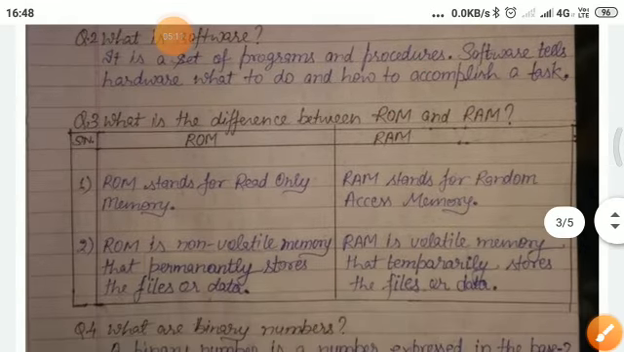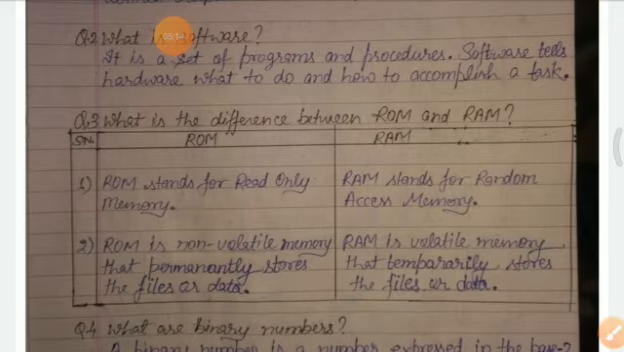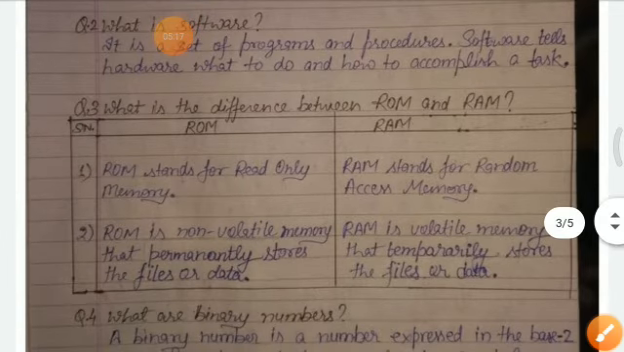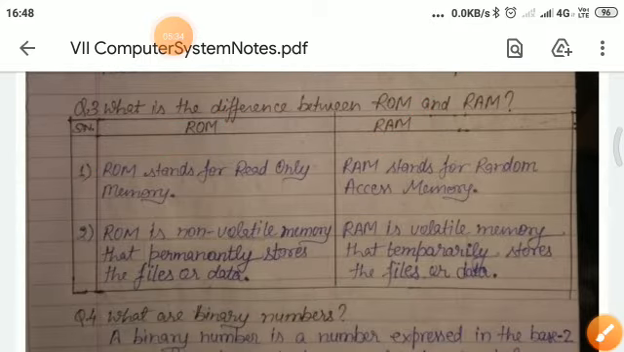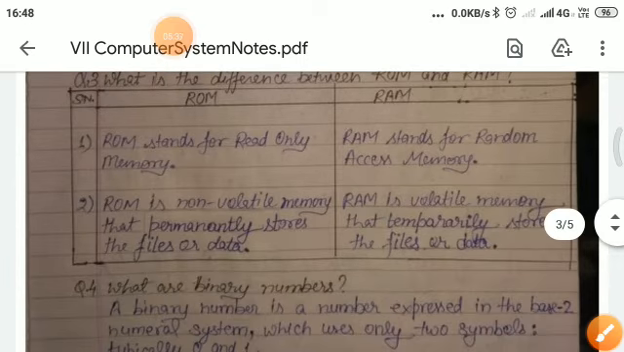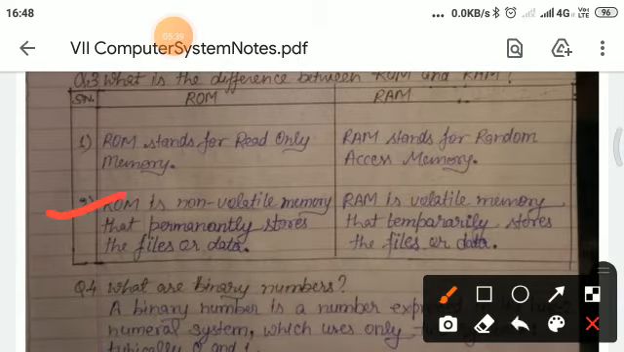And next question is, what is the difference between ROM and RAM? So students, there are two sections. One is for ROM and another is for RAM. And let's see, first, ROM stands for read-only memory and RAM stands for random access memory. And next, ROM is a non-volatile memory that permanently stores the file or data. And RAM is a volatile memory that temporarily stores files or data.